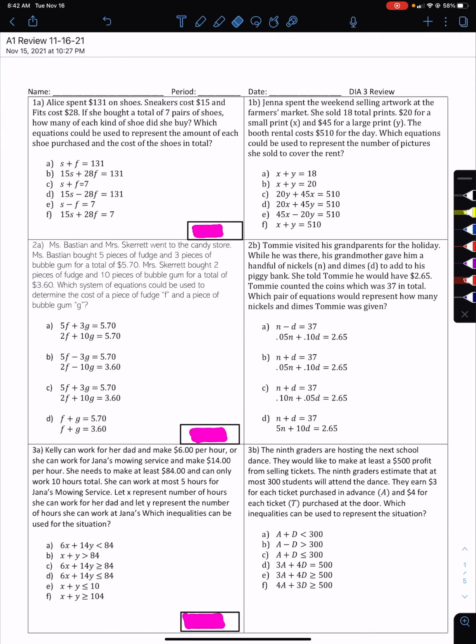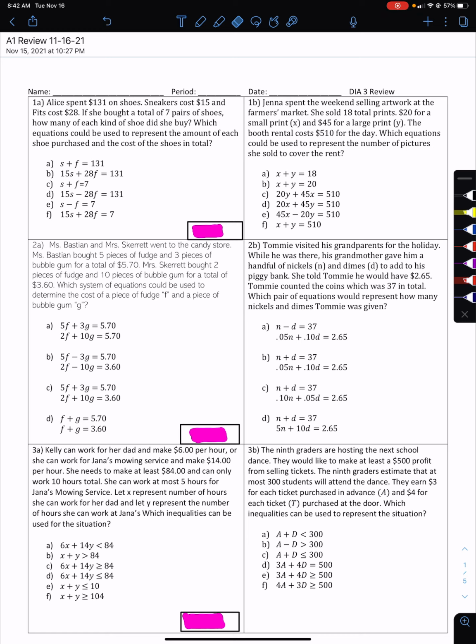As I'm working through this review, I am going to do question 1A, and then I'm going to ask that you pause it and work on 1B. Then we'll work on 2A together, and then pause that and try 2B. There's going to be two videos, one on the first page, and then another one for the second page. So on this first one, let's get started with 1A.